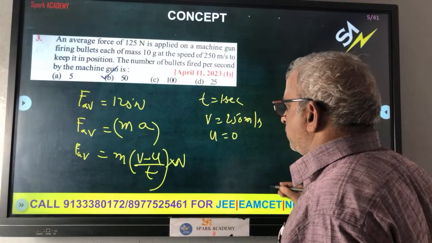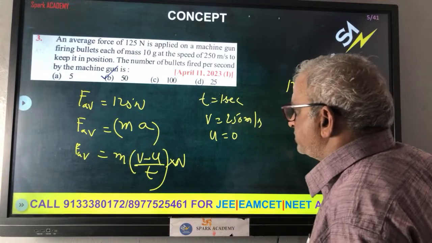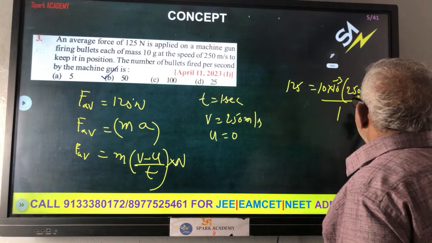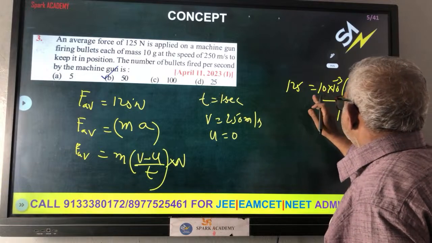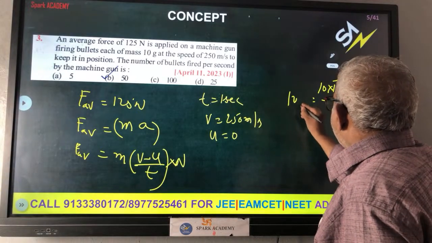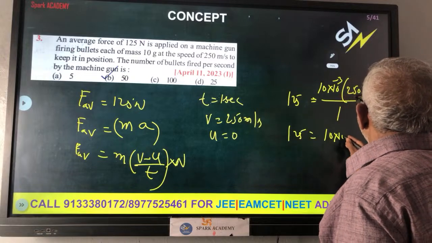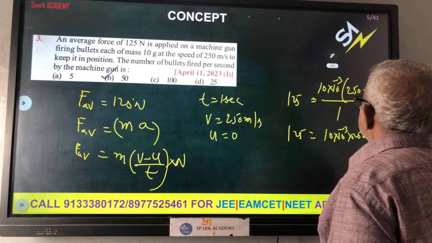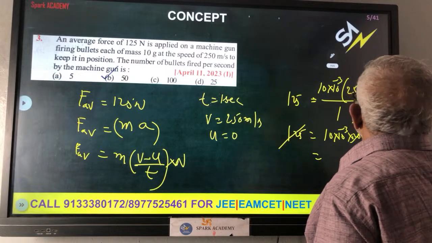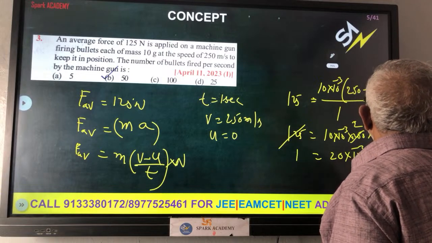So 125 is equal to the mass of the bullet, 10. Don't forget to convert it to SI unit: 10 into 10 power minus 3, times final velocity 250 minus 0 by time 1 second, into the number of bullets N. So now do the calculation. 125 is equal to 10 into 10 power minus 3 into 250 into N. 125 goes 2 times, so we get 20 into 10 power minus 3.